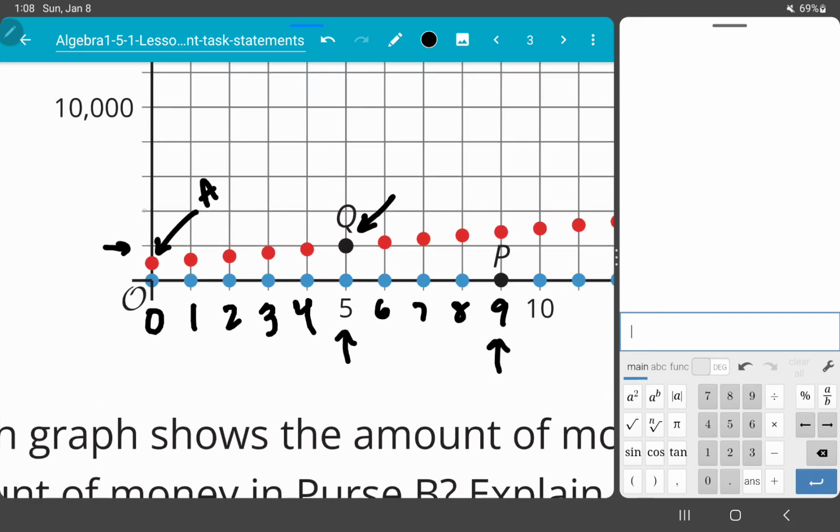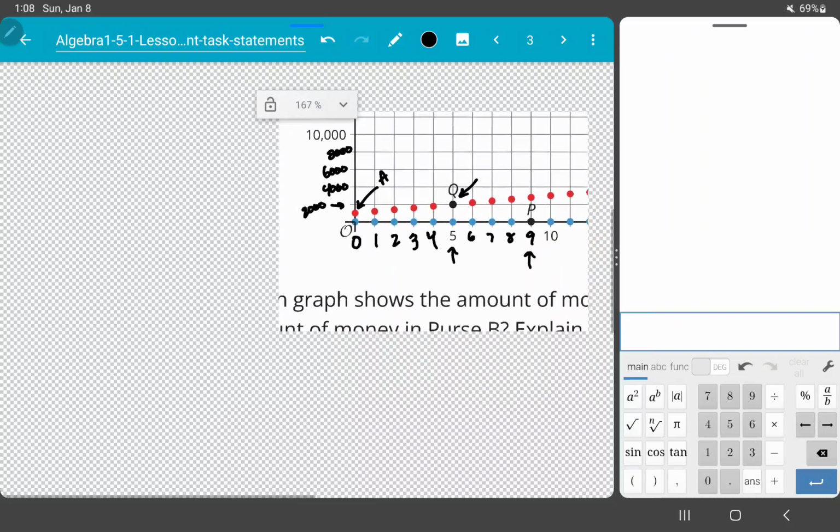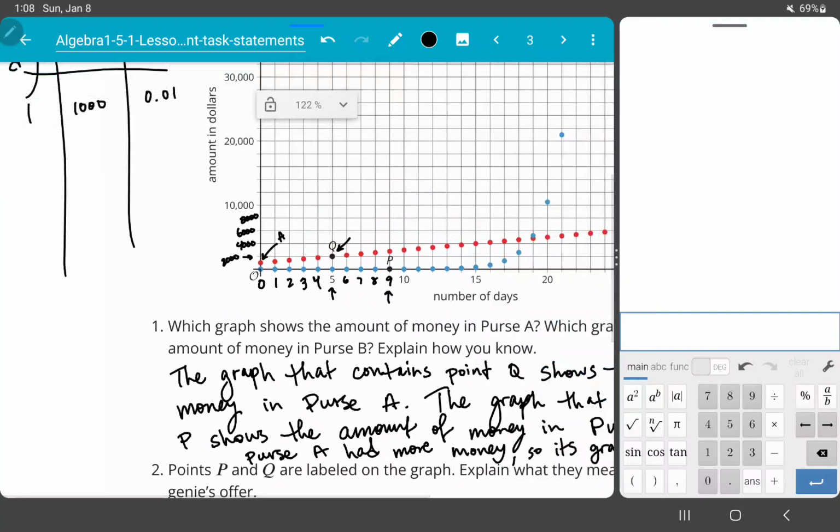And since there's 1, 2, 3, 4, 5 tick marks, this should mean that we're counting by 2000s. 2,000, 4,000, 6,000, 8,000. But just like before, this one looks like it's right on the line, but it might not be. So let's go ahead and calculate what these should be.